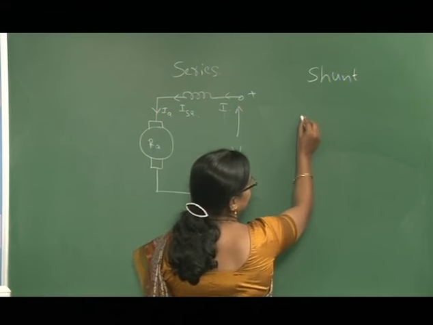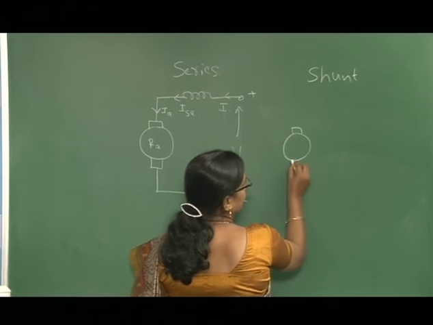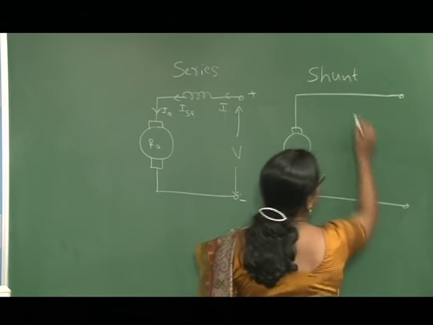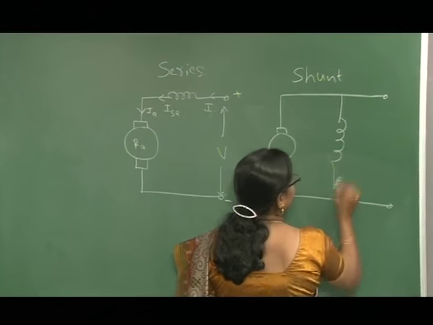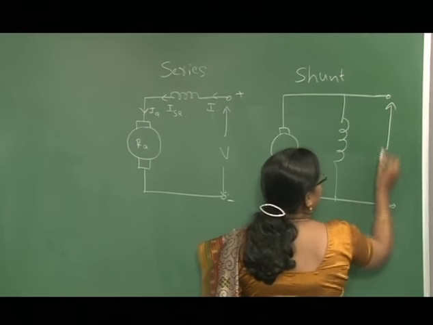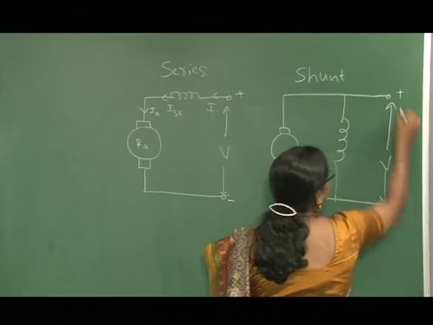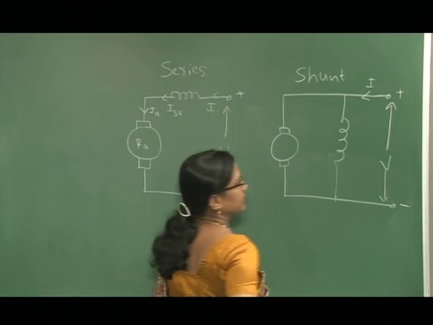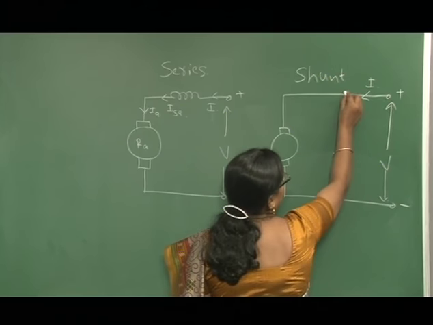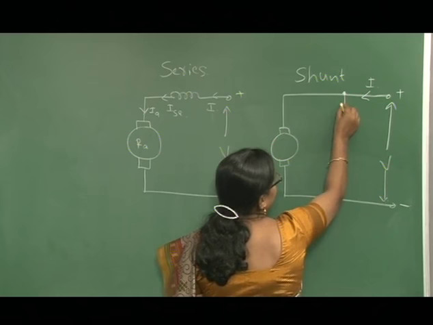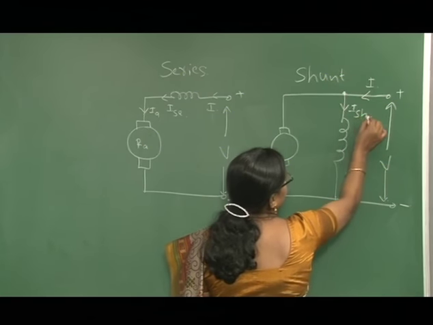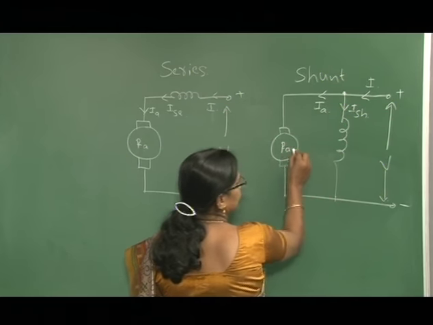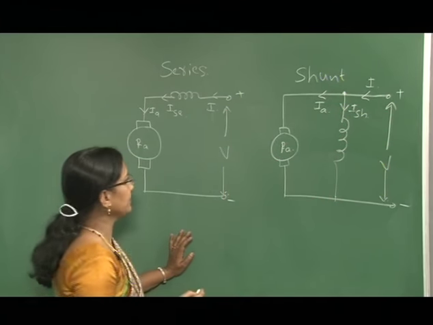In the shunt motor, the armature is connected in parallel with the shunt field winding. The supply voltage V is considered with plus and minus polarity, and the current drawn by the motor is I. According to KCL, this current is divided into two parts: the current flowing through the shunt field winding and the current flowing through the armature. RA represents the internal resistance of the armature.